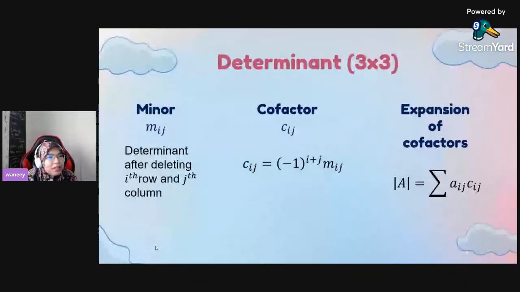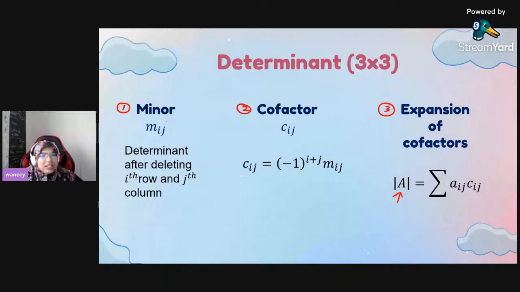Okay, next. Now that we have learned the determinant of a 2 by 2, next we are going to proceed to a 3 by 3. But to start with the determinant for a 3 by 3, there are a few things you should know. First, you should understand how to calculate the minor. Second, you should understand how to calculate the cofactor. Only after knowing the minor and cofactor can you use the formula expansion of cofactors to calculate the determinant.